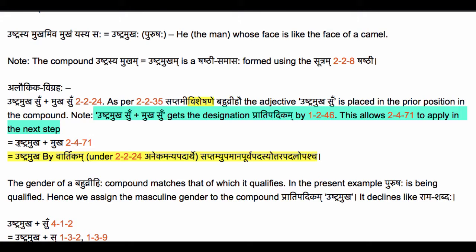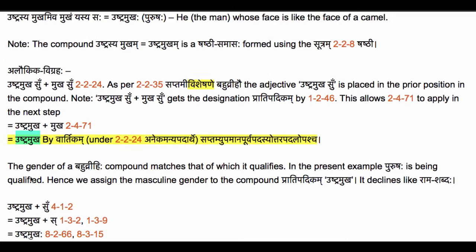Now we apply this Vartikam Saptam Yupamana Purvapadasyottarapadalopascha to perform the lopaha elision of the Uttarapadam, which is Mukha, of the compound Purvapadam Ushtra Mukha. We had Ushtra Mukha Mukha, but now by the Vartikam the Uttarapadam Mukha of the Purvapadam Ushtra Mukha is elided, so now we get Ushtra Mukha as the final Bahuvrihi compound Pratipadikam.